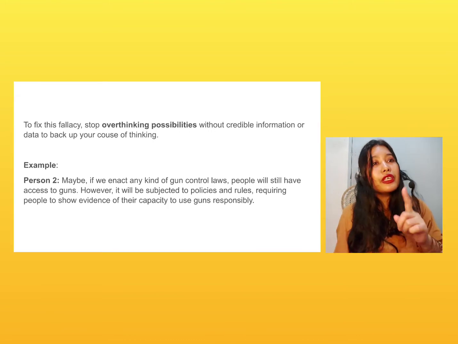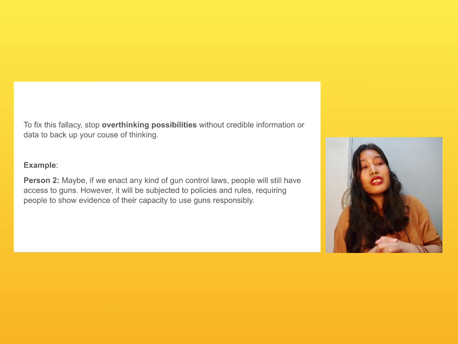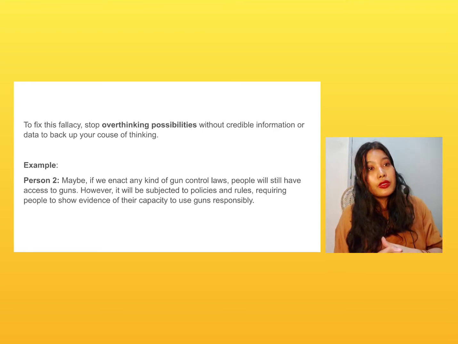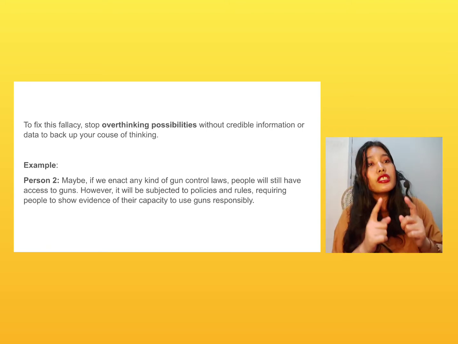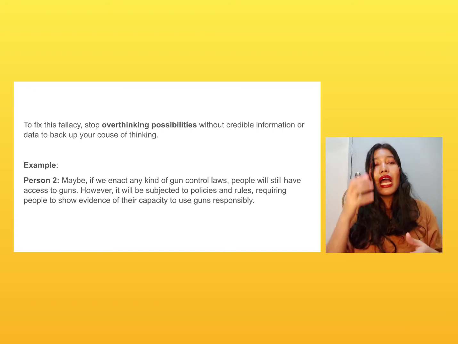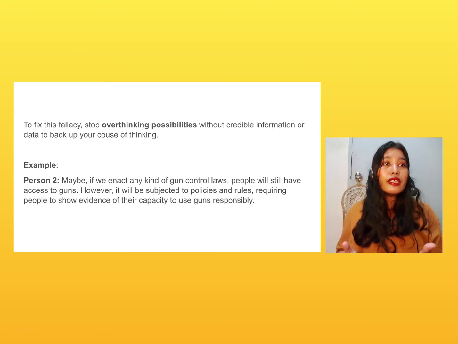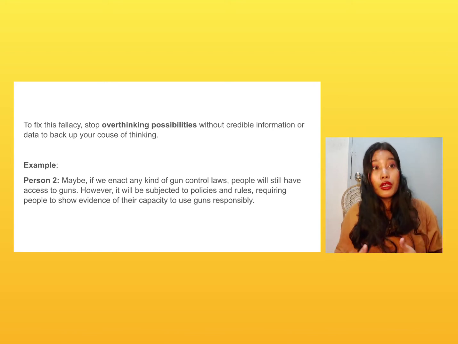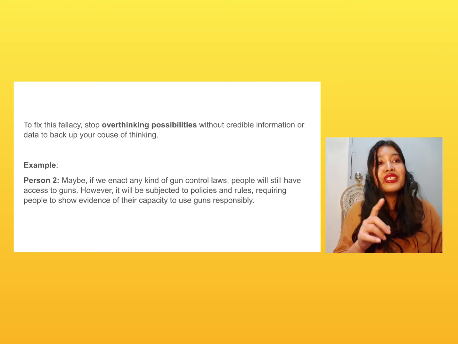All right. How do we fix this kind of fallacy? To fix this fallacy, stop overthinking possibilities without credible information or data to back up your course of thinking. All right. Without credible information or data, you are just being paranoid. All right. So, how do we fix this? Person 2 would counter this argument by saying, maybe if we enact any kind of gun control laws, people still have access to guns. However, it will be subjected to policies and rules requiring people to show evidence of their capacity to use guns responsibly. So, this person is arguing for gun control laws.